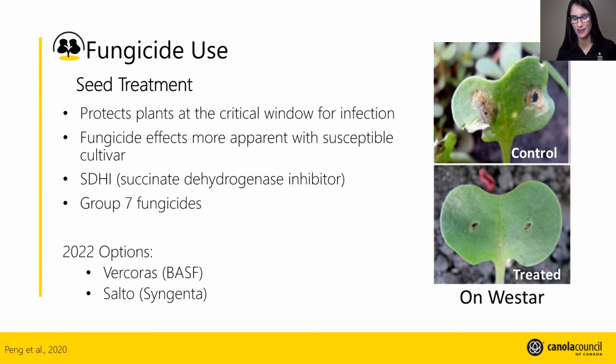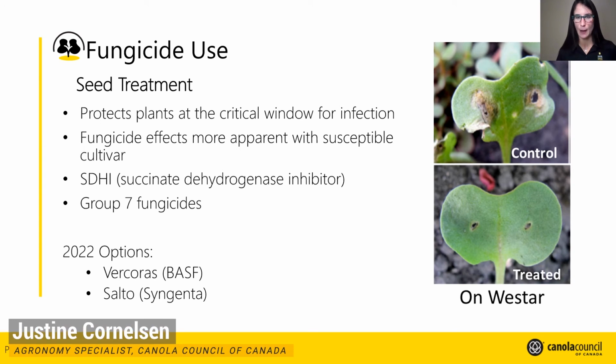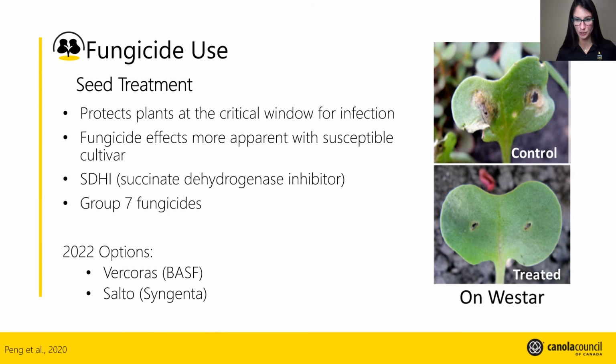Once again, very similar to foliar applications, we see the effects and the benefits really come forth on a susceptible cultivar. But in situations where we do have high disease pressure and we are starting to erode or break down some of the resistance genes that we are using, this is where a seed treatment may help really alleviate some of that pressure and reduce blackleg yield losses.